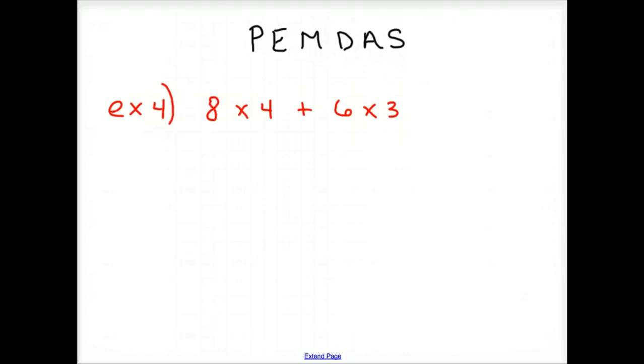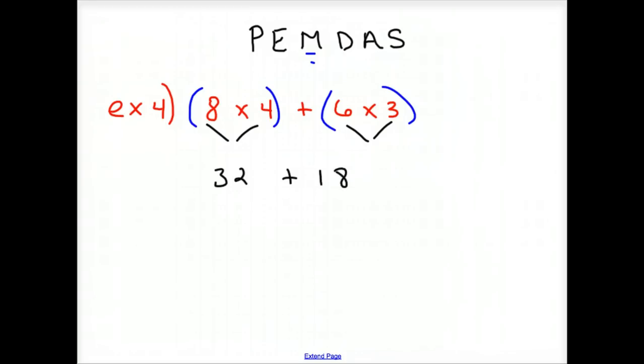Example 4. Typical question I would put on a quiz. 8 times 4 plus 6 times 3. Okay, we have a couple operations going on here. I have multiplication in more than one place. I have multiplication here, and I have multiplication here. You can do both of these simultaneously. 8 times 4, I get an answer of 32, plus 6 times 3, I get an answer of 18. And then finally, 32 plus 18, I get an answer of 50.